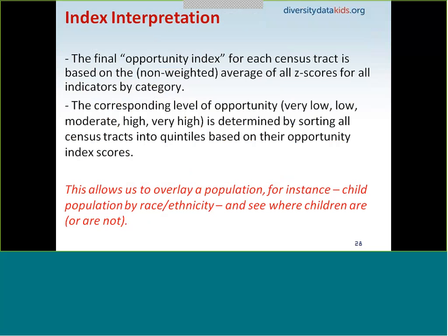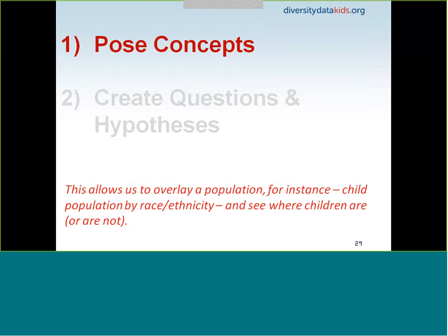The interpretation of this index, the final opportunity index for each census tract, is based on the non-weighted average of all Z-scores for all indicators by category. And therefore, the corresponding level of opportunity, whether it's very low, high, very high, is determined by sorting all census tracts into quintiles based on their opportunity index scores. So what does this allow? It allows an overlay of a population, so for example, child population by race, ethnicity, and it really allows us to see where children are and where they are not.